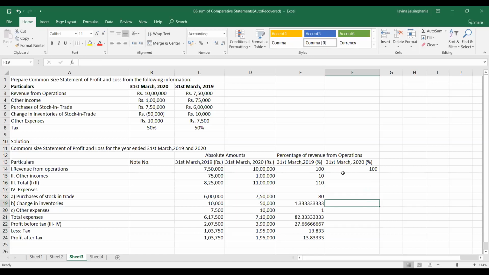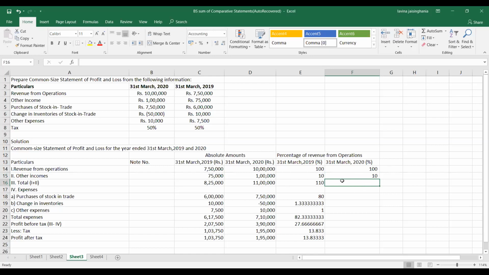Now if 10 lakh is 100%, 1 lakh is how much percentage of it? Like other income of 2020 is how much percentage of it? So what you'll do, 1 lakh into 100 divided by 10 lakh, you'll get your answer as 10%.